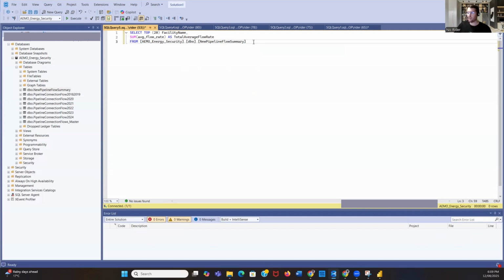Okay, and now what I have to do is I have to use group by. Okay, so we're getting into more intermediate SQL now. So group by, we're going to go facility name. Yep, so that's that one there.